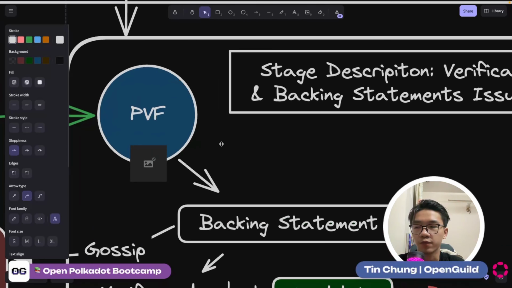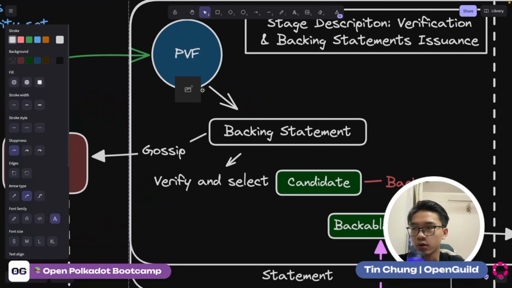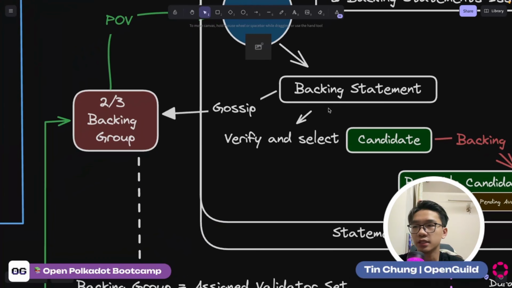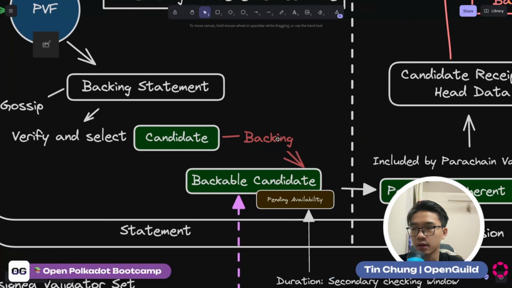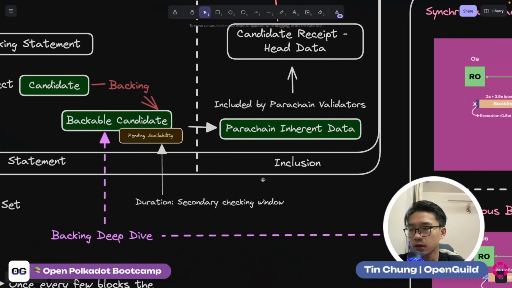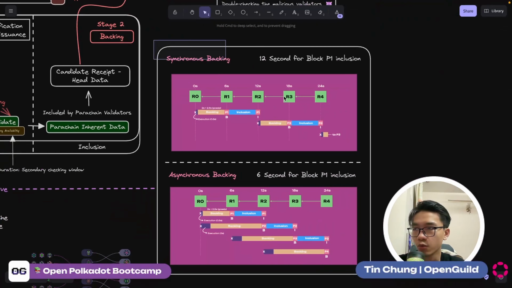Similar to the state transition function, this parachain validation function, the PVF, is responsible for validating the parachain proof of validity. After processing that, the PVF generates a backing statement and ships it to 2/3 of the backing group. It also verifies and selects the candidate as backable and backs that candidate, generating another backable candidate data structure.